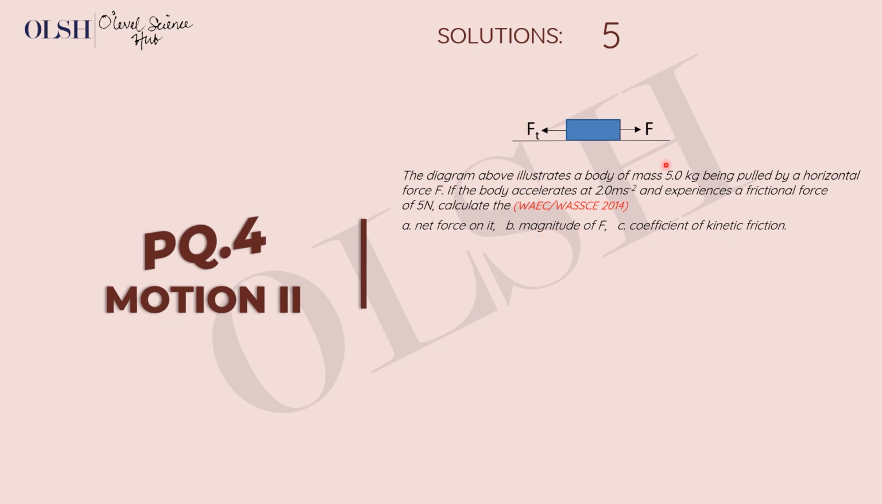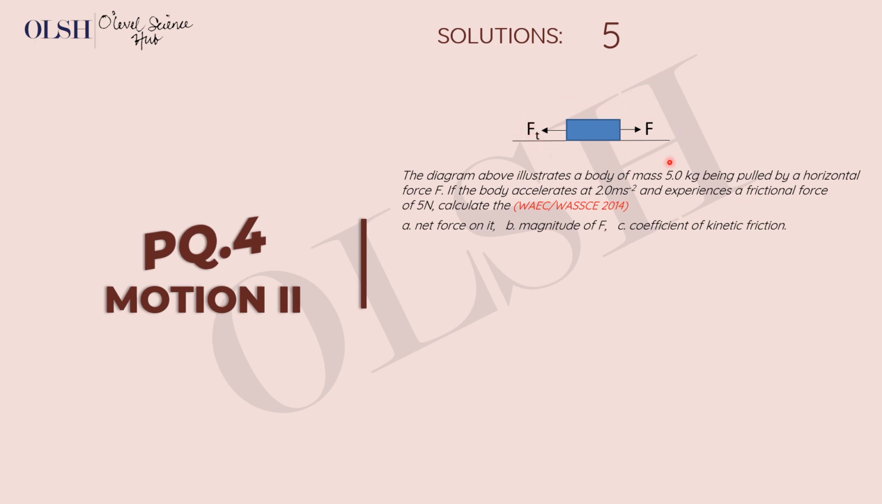Okay, so this is similar to what we just solved. This diagram is already letting us know that our F is in this direction and our frictional force in this direction. And the F is a horizontal force, which was already stated here. If the force applied makes this object accelerate at 2 meters per second squared and the frictional force was 5 newtons, we are asked to calculate the net force on it.